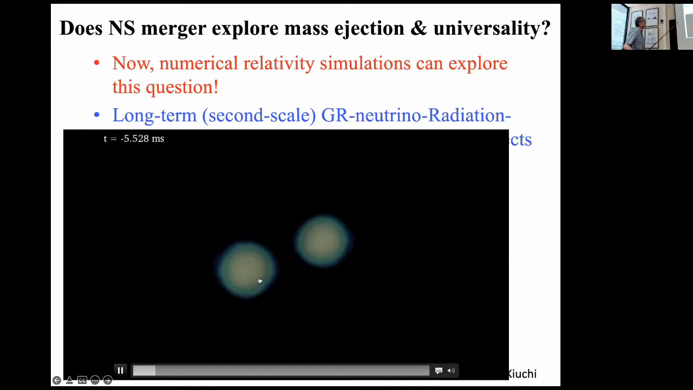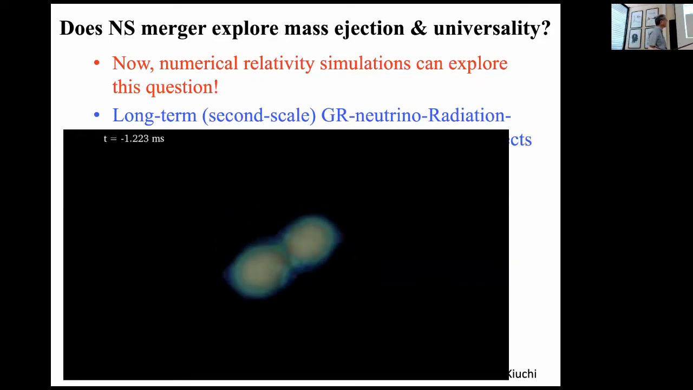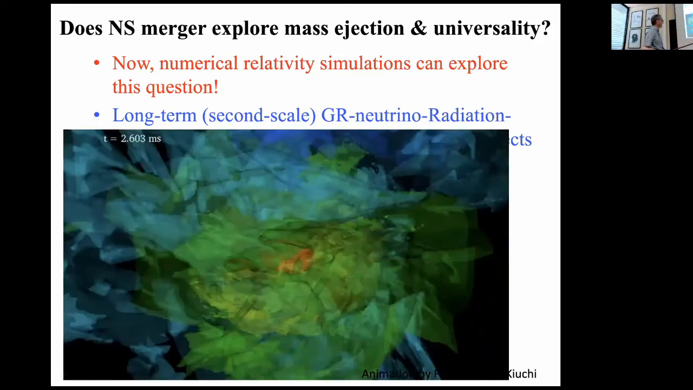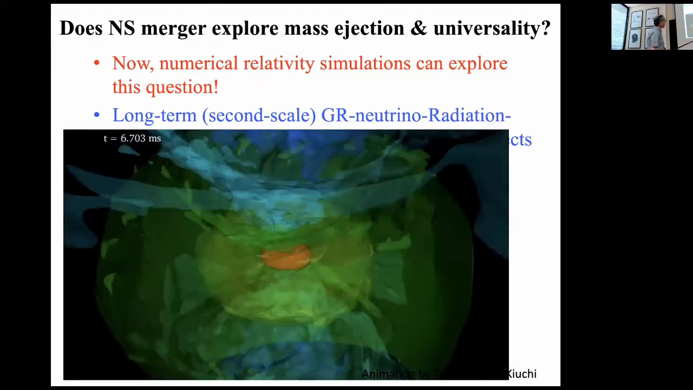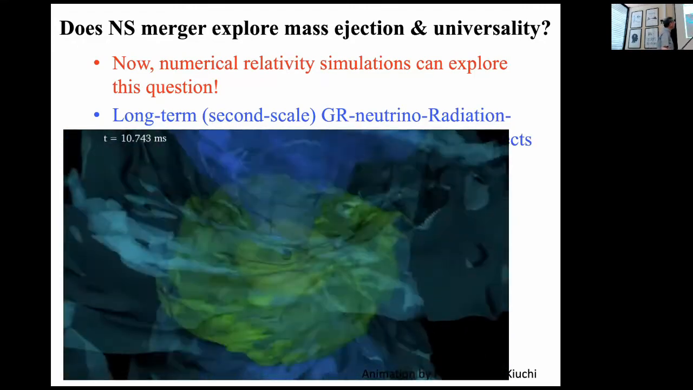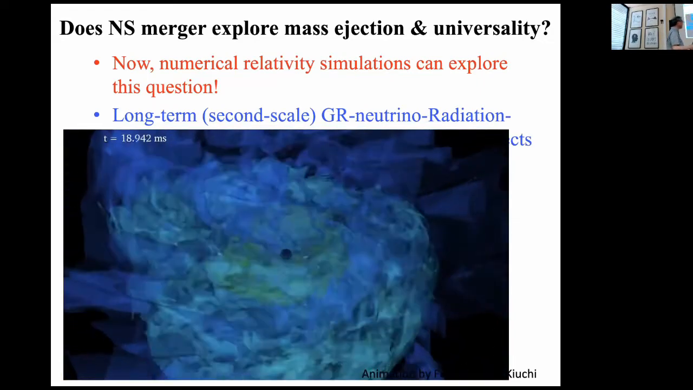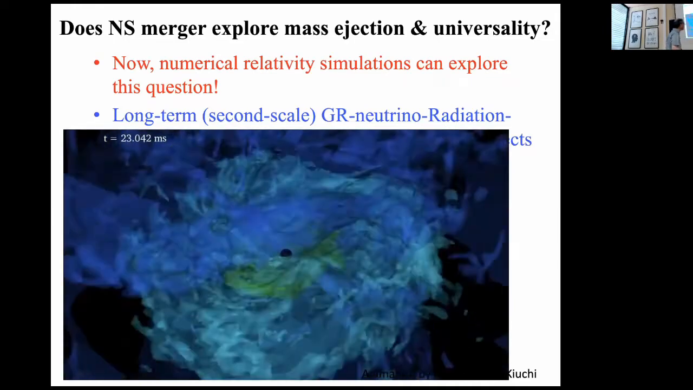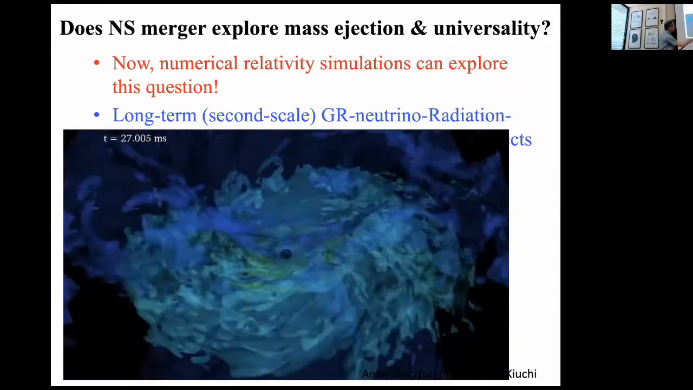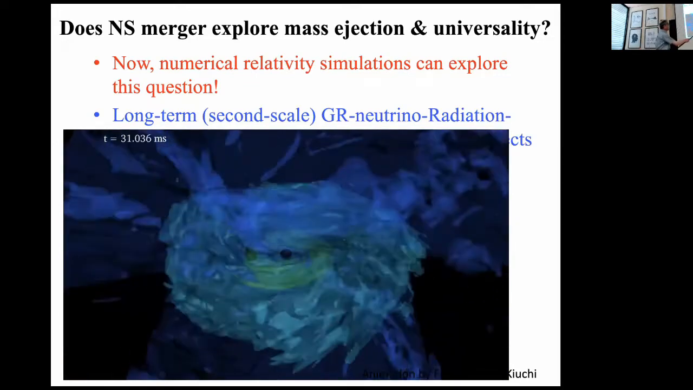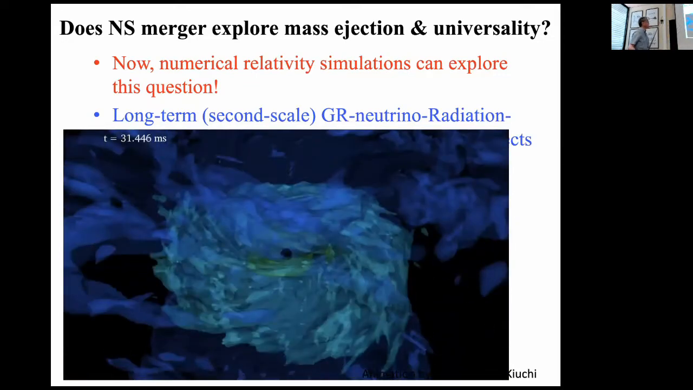This is a GR radiation magnetohydrodynamics simulation in GR. After the merger of the neutron stars, initially we have a massive neutron star, but eventually it collapses to a black hole. Also, associated with the merger, we have mass ejection. So we can now perform this kind of simulation, and what is important is that I believe this kind of simulation has predictability.